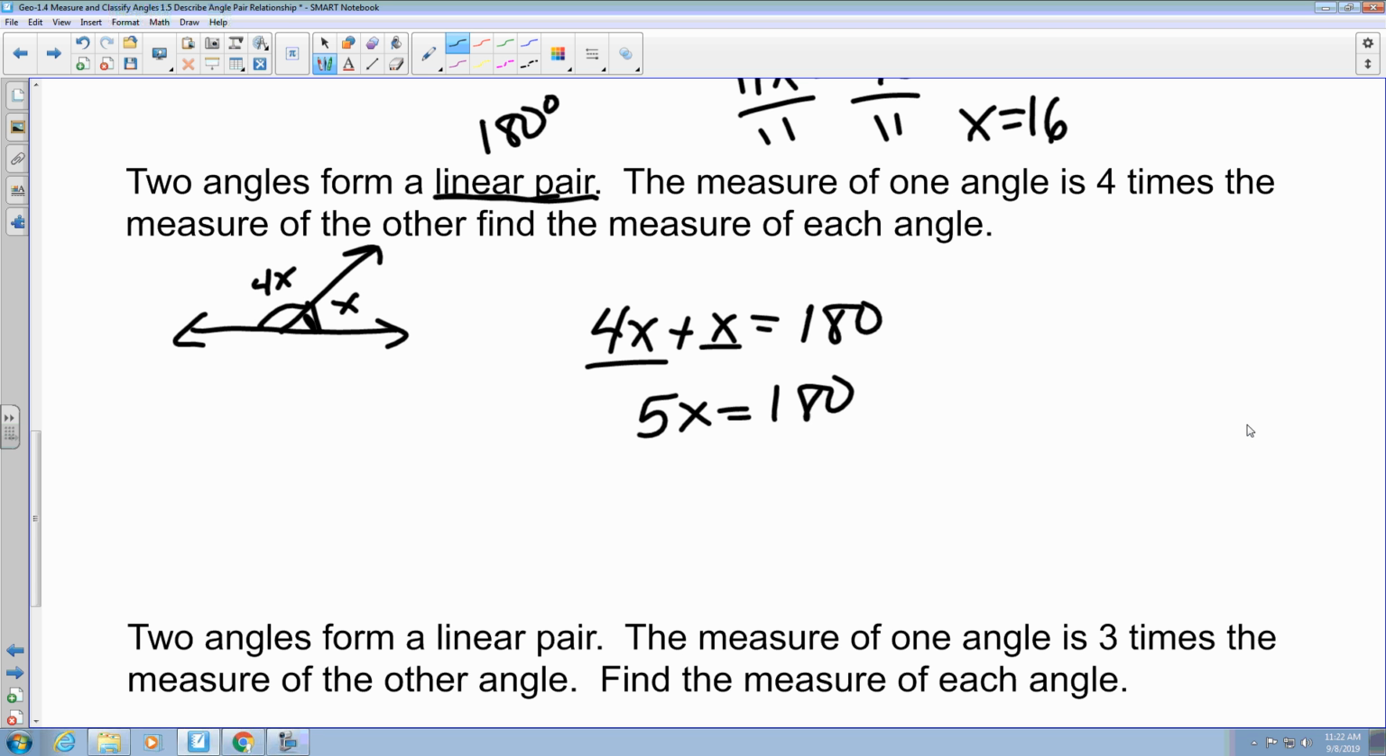We have like terms here and here, so this is now 5x equals 180. So we divide everything by 5, which then gets us x equals 36. So we found our first angle measure, which was 36 degrees. And then to find the second one, we just take 36 and times it by 4, which is 144 degrees.